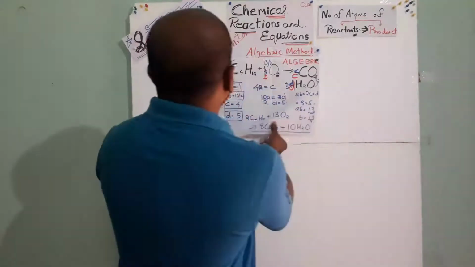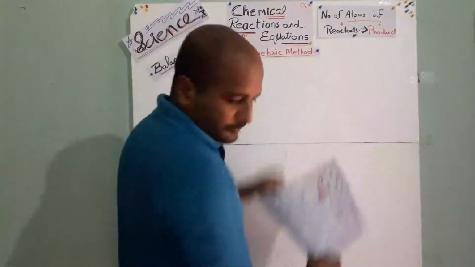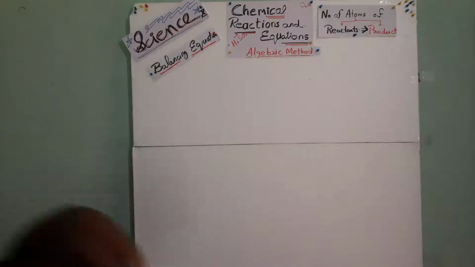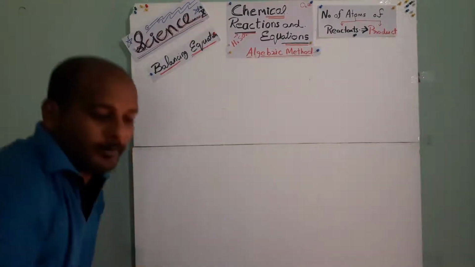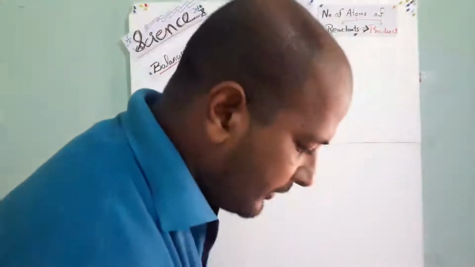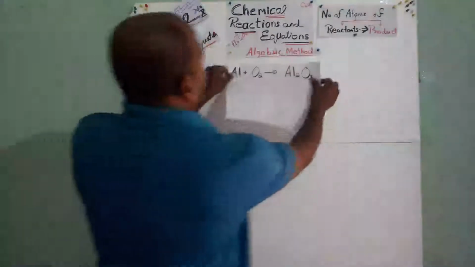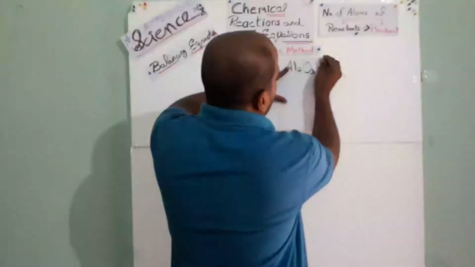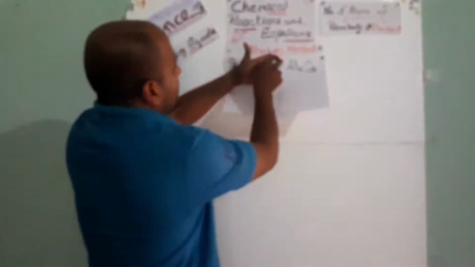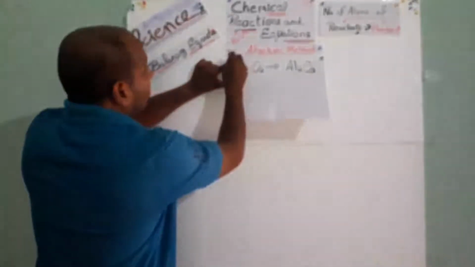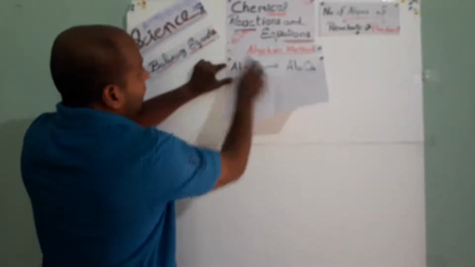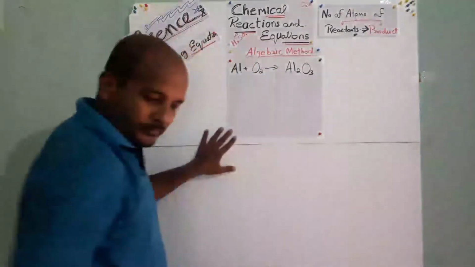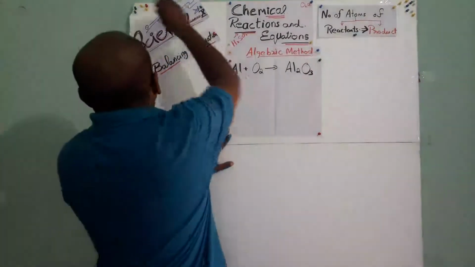Let's do another example. Take this one: Al plus O2 will give Al2O3. Aluminium in the presence of oxygen will react to give aluminium oxide. This is also called the corrosion of aluminium. Aluminium oxide is formed.